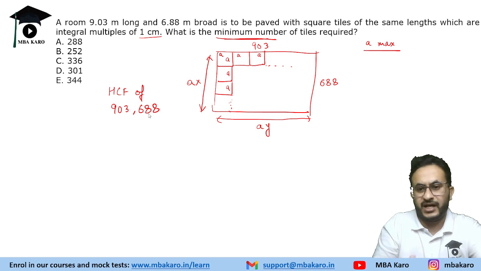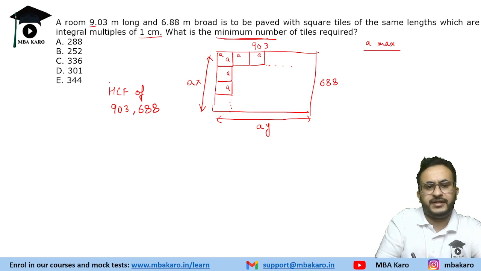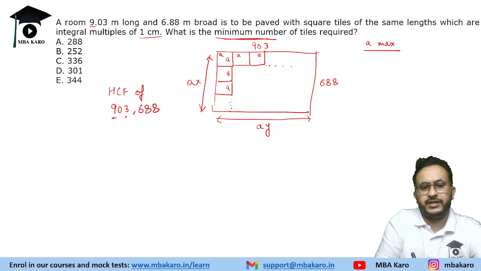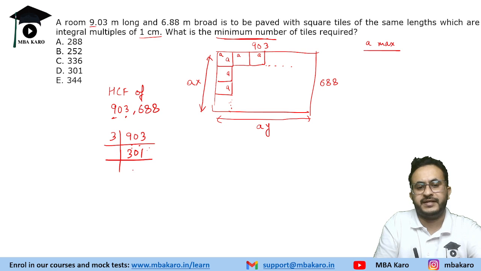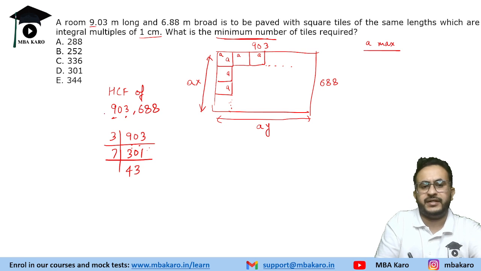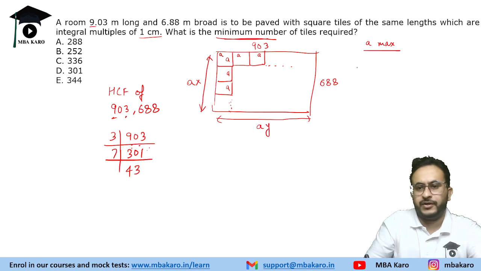So let's start with 903. 903 we can divide by 3 because the digit total is 12, so we will get 301. Now it is not divisible by 3, and if you divide by 5, you will not be able to divide. If you divide by 7, 7 fours are 28, and 2 carry, 21, 43. So 43 is a prime number, and 903 is equal to 21 into 43.